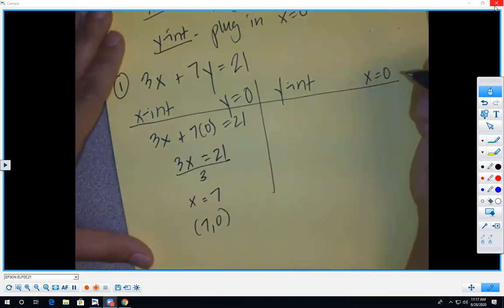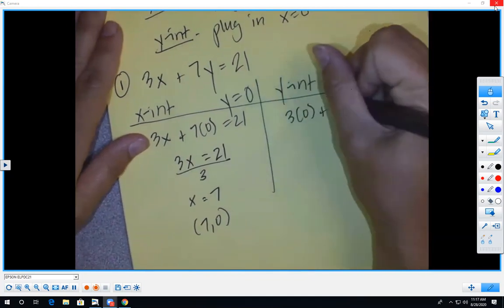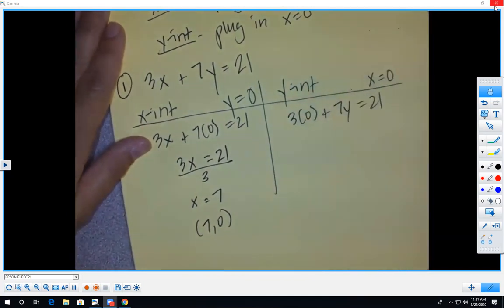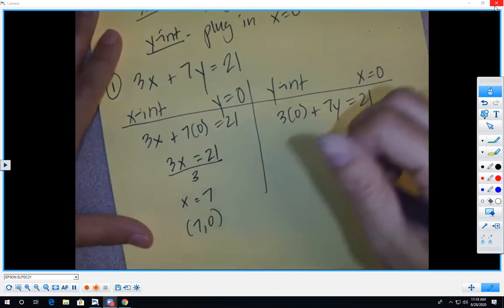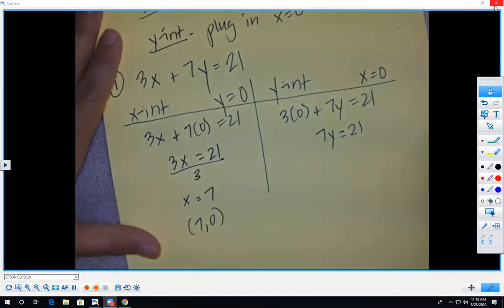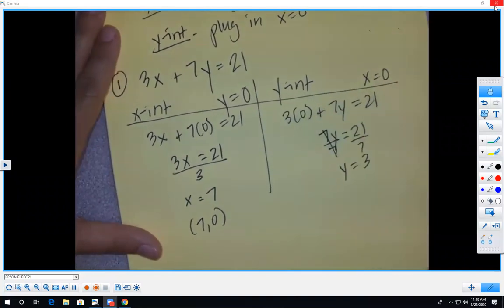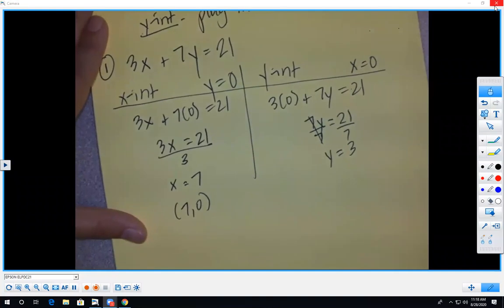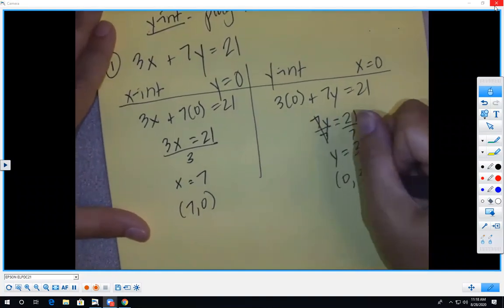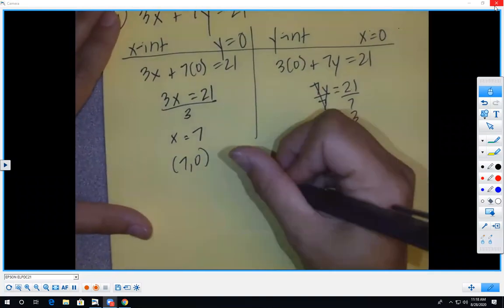For the y-intercept, I'm going to do the same thing, but this time I plug in 0 for x. So 3 times 0 plus 7y equals 21. Three times 0 is 0, so this is just 7y equals 21. Divide by 7 and get y equals 3. How do I write that ordered pair? 0, 3. And then I can graph that now.